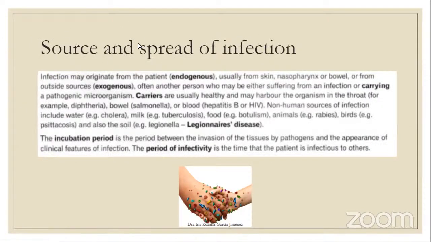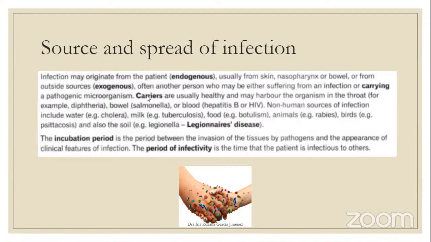Source and spread of infection could be related because it's the way we can get into huge infection. Infection may originate from the patient, endogenous, usually from skin, nasopharynx, or bowel, or from outside sources, exogenous. Often another person who may be either suffering from an infection or carrying a pathogenic microorganism.